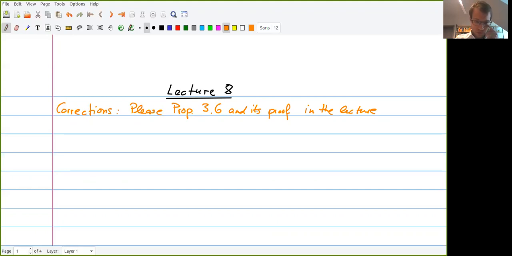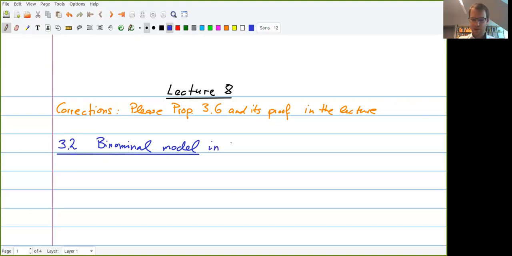All right, but I don't want to spend too much time on it because I want to focus today on the binomial model. And this brings us directly to the next chapter. This is chapter 3.2, the binomial model. And actually, I only want to consider it at the beginning with one trading period. So we make it even simpler.